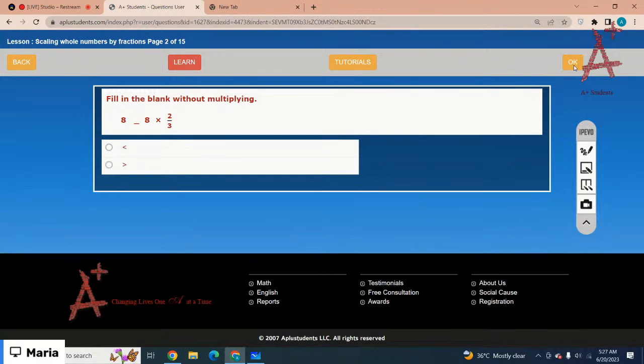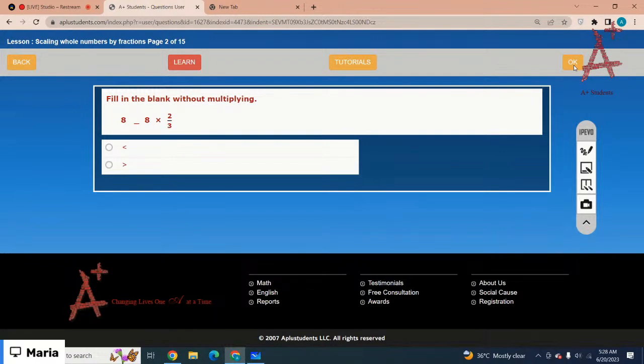Okay, the next one is 8, and you have to compare it to 8 times 2 by 3. Again, 2 by 3 is less than 1. Got it? When you multiply 8 by a number that is less than 1, the product would be a smaller number. Got it? So that means 8 is greater than 8 times 2 by 3. Got it?